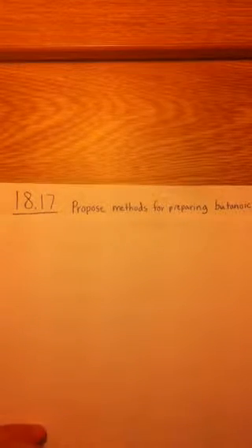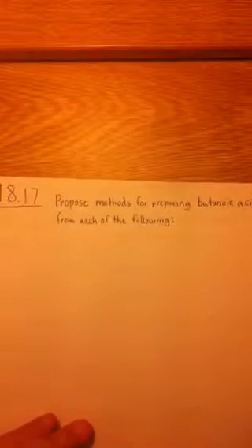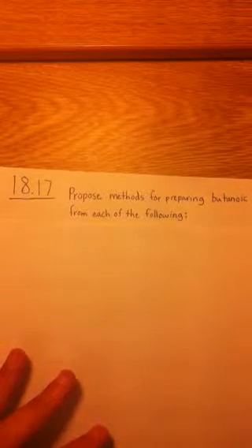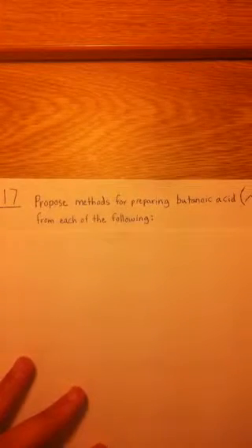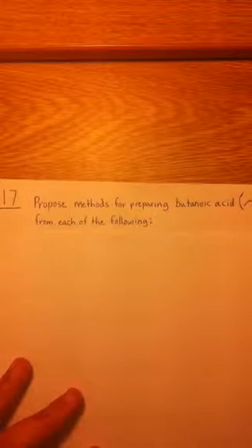And in this problem, it asks to propose methods for preparing butanoic acid, which is that molecule right there, from each of the following. And it's going to give a few starting molecules, and we'll go through each one of those and what can be used to get the end compound butanoic acid.